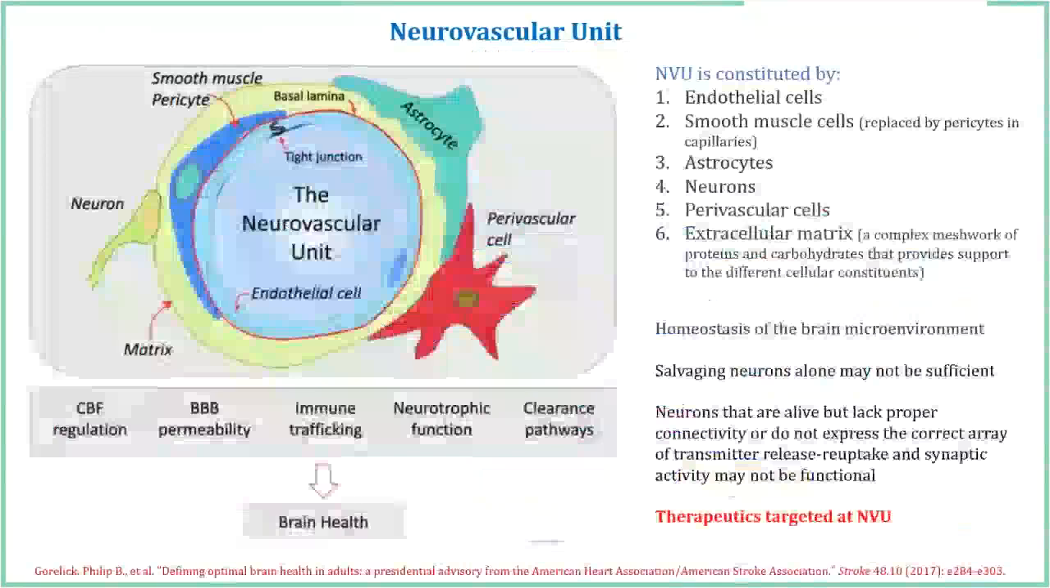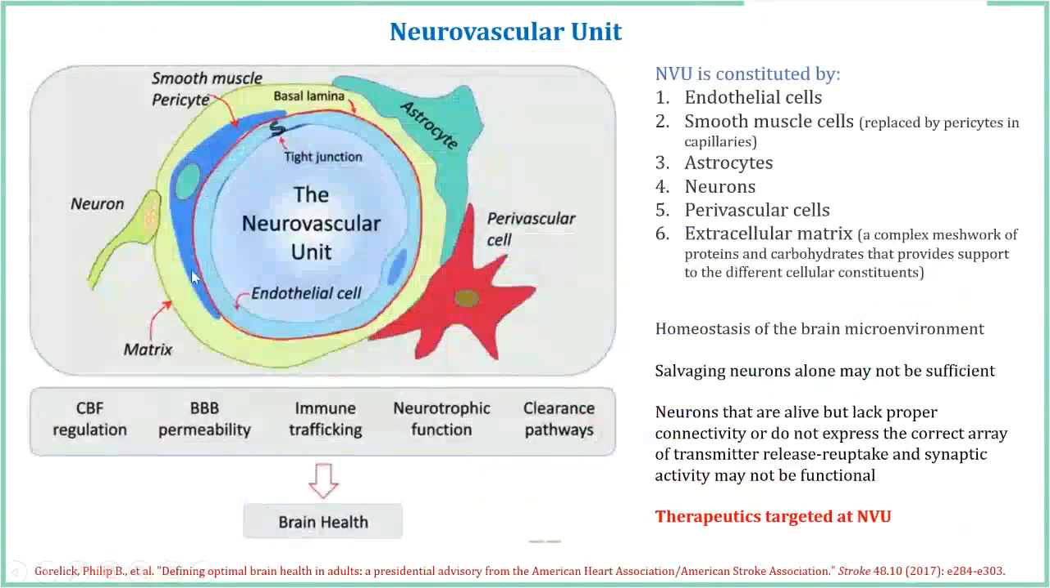Let's talk about the neurovascular unit. The neurovascular unit comprises the neurons, the blood vessels, astrocytes, and perivascular cells. This is a tightly regulated microenvironment that regulates the cerebral blood flow, blood-brain barrier permeability, immune trafficking, and neurotrophic function. It's not just saving the neurons, it is saving the neurovascular unit by itself, which will crosstalk with the neurons for its survival. So the therapeutic target should be directed towards the neurovascular unit rather than the neurons itself.